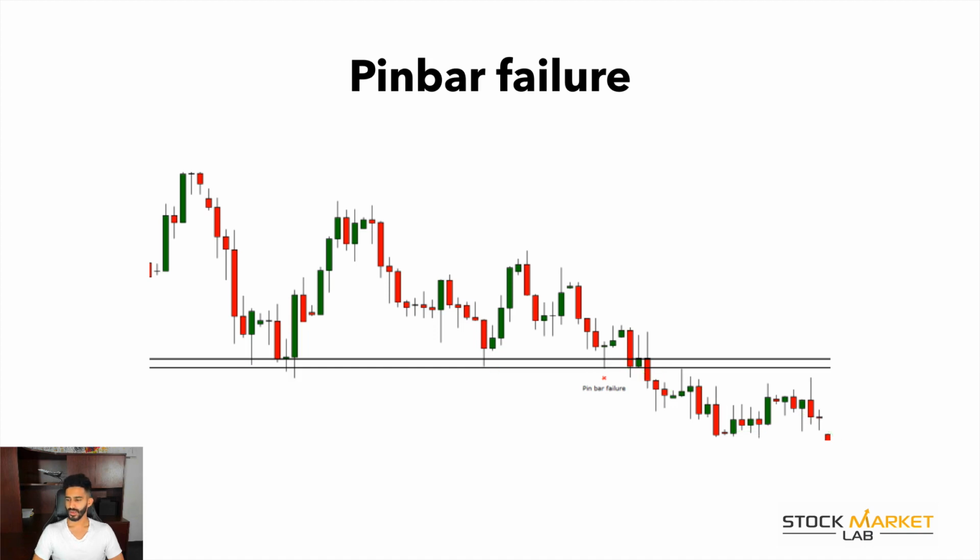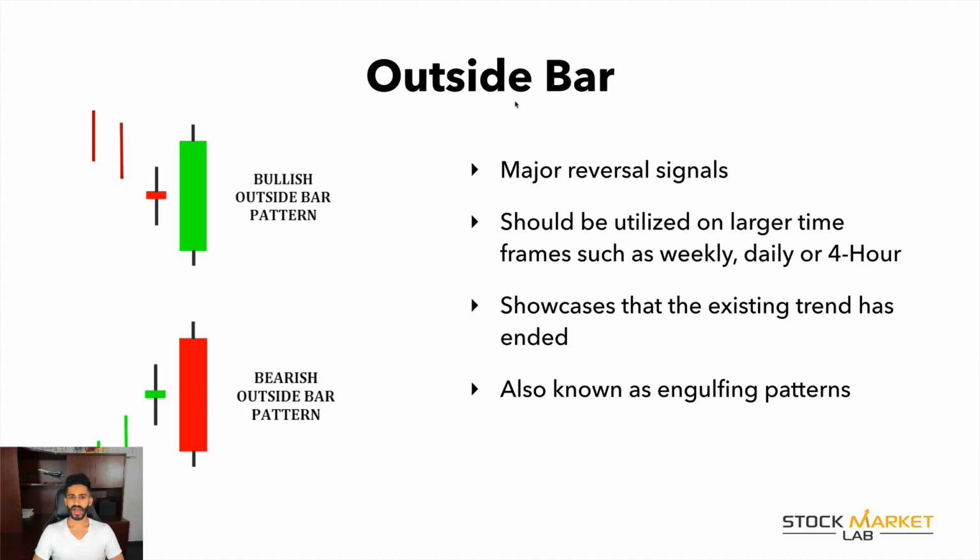All right. Now the next pattern we have is called the outside bar. This is a major reversal signal. This should be utilized on larger time frames such as a weekly, daily, or maybe sometimes the 4-hour, but primarily the weekly and the daily. This showcases that the existing trend has ended. This is also known as something called an engulfing pattern.